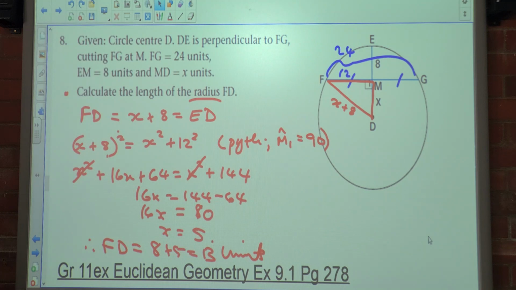Beautiful sum, eh? Easy. Any confusion there? No. For homework, I would like you guys to do number 9, 10 and 11.